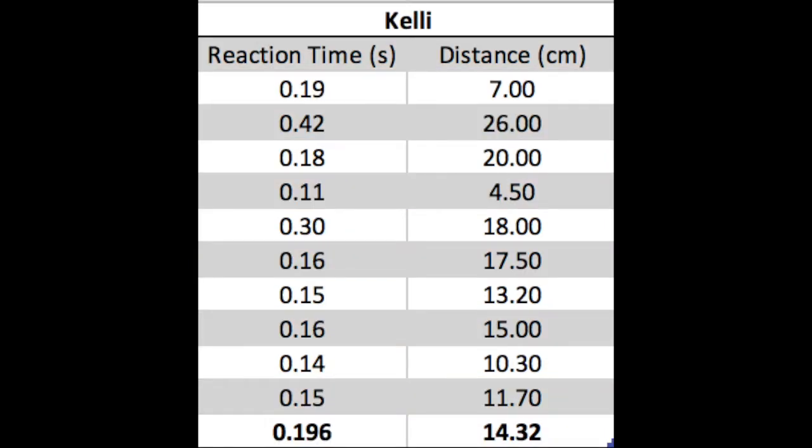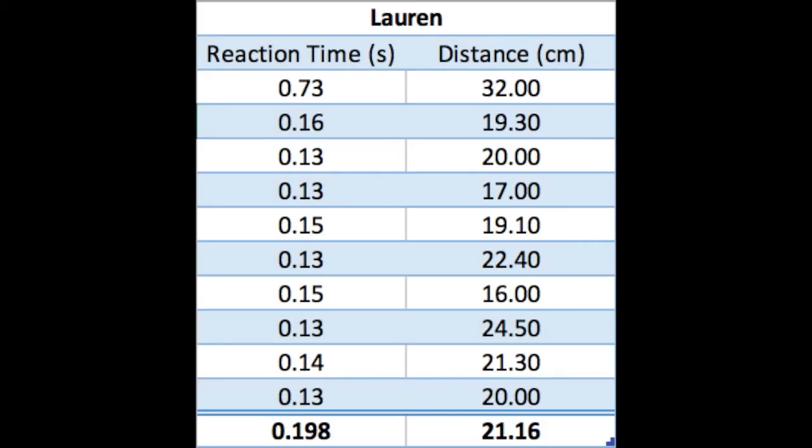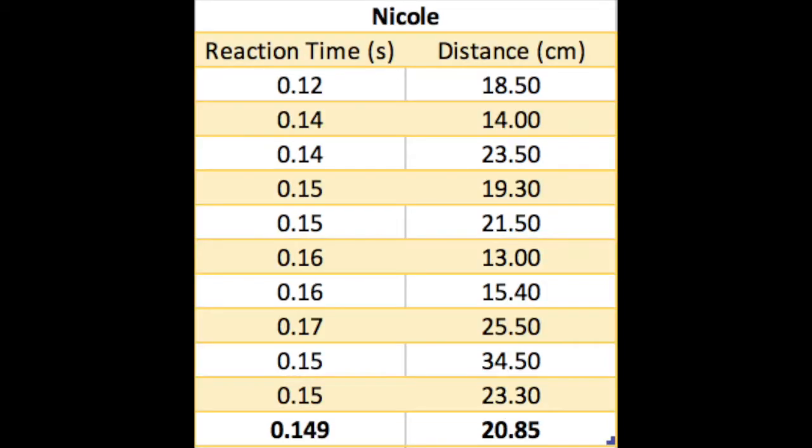Callie had an average reaction time of 0.196 seconds, and the average distance the meter stick fell was 14.32 centimeters. Lauren had an average reaction time of 0.198 seconds, and the average distance the meter stick fell was 21.16 centimeters. Nicole had an average reaction time of 0.149 seconds, and the average distance the meter stick fell was 20.85 centimeters.